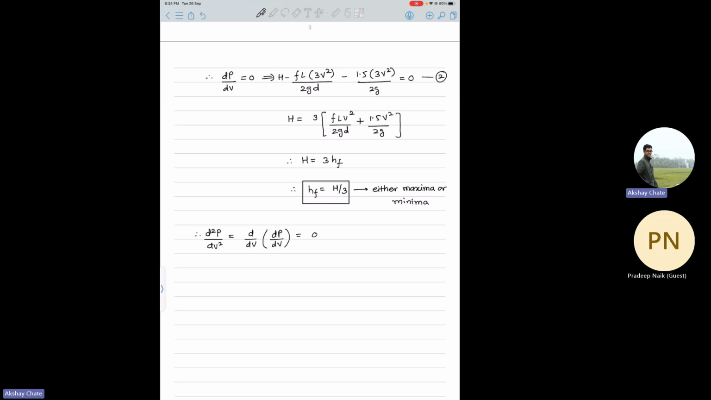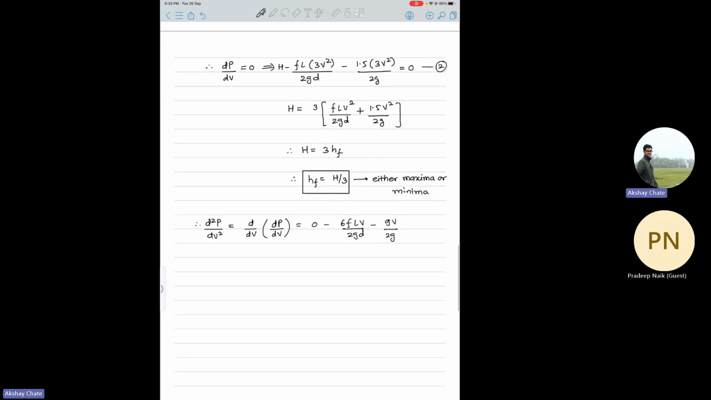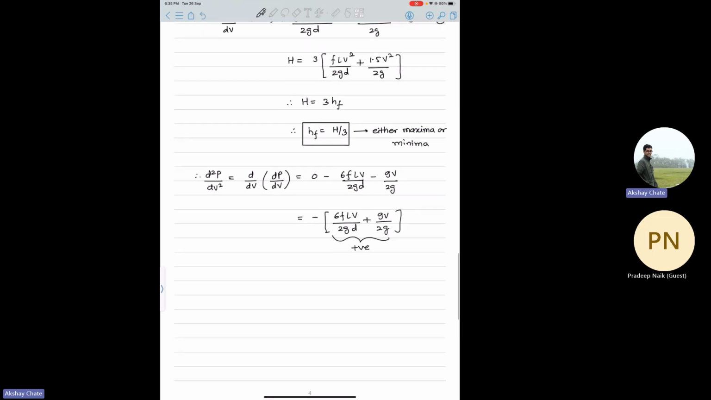FLV square will have, this will be minus 6 FLV by 2GD, then again minus 1.5 into 6, 4.5 into 2, so 9V by 2G. So if you see that all the quantities in this equation are physical quantities, so they cannot be negative. So this whole quantity is negative of 6 FLV by 2GD plus 9V by 2G. So this is a positive number, right? And since it's a negative, therefore your d square P by dV square is negative.